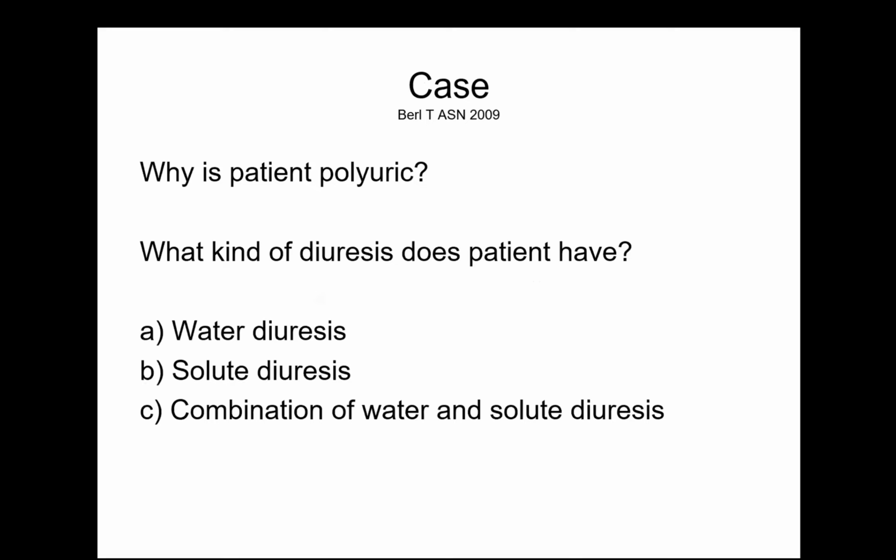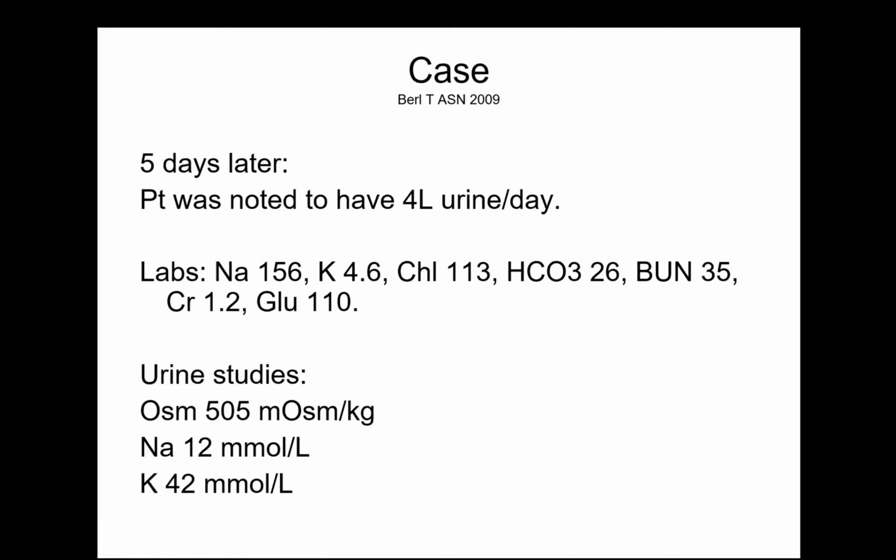So the question is, why is this patient polyuric? And what kind of diuresis does the patient have? Water diuresis, solute diuresis, or a combination of water and solute diuresis? So I'm going to go back to the previous slide so you can see the numbers. So first of all, how do we define whether somebody has polyuria or not? What does the textbook say?